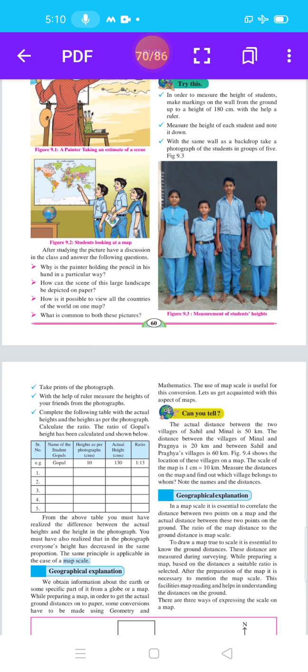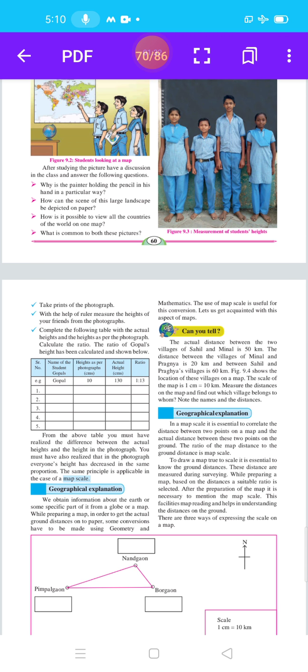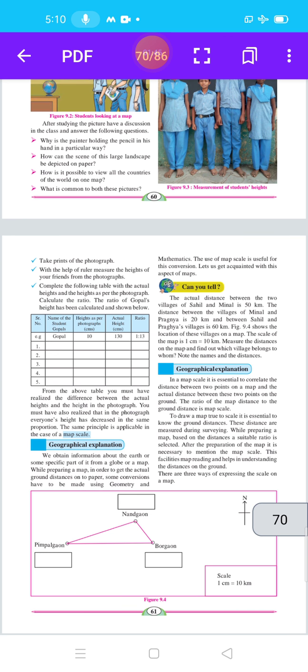Then complete the following table with the actual heights and the heights as per the photograph. Calculate the ratio. The ratio of Gopal's height has been calculated as shown below. Here you see a table with serial numbers 1, 2, 3, 4, 5, then the student's name, height as per photograph in centimeters, actual height in centimeters, and the last column is the ratio. Here you see an example.